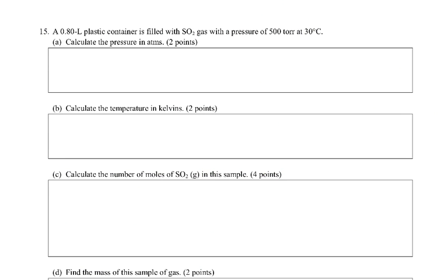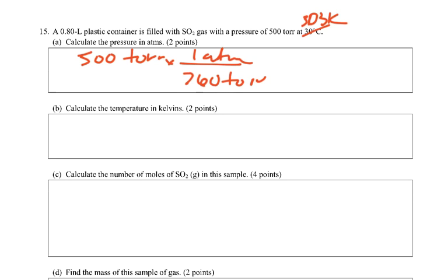Okay, just one more. A 0.5 and 0.8 liter plastic container is filled with SO2 gas at a pressure of 500 torr, 30 degrees Celsius. We're going to change that to 303 Kelvin before we forget. Calculate the pressure in atm. The first thing we want to do is change our pressure. We have 500 torr, and we know that there are 760 torr in 1 atmosphere. So 500 over 760, that's going to be smaller than 1, and I get 0.65789. I'm going to say 0.658 atmospheres. So that'll be my first answer.